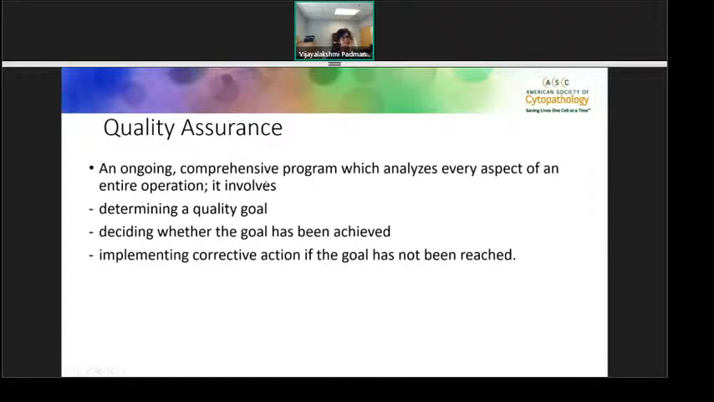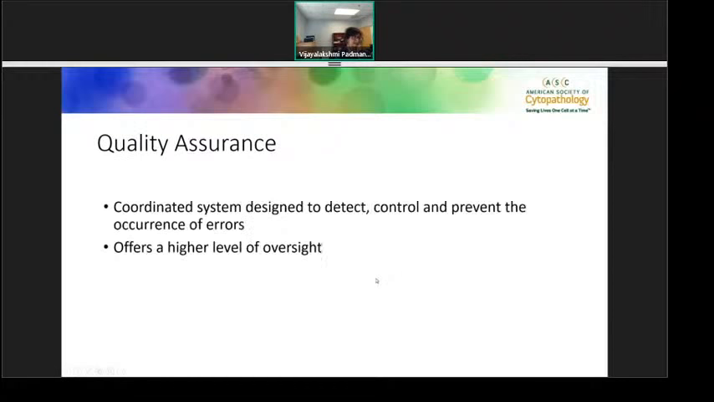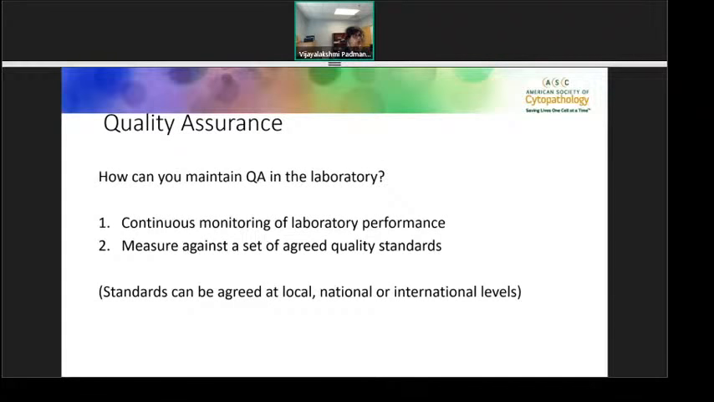Now, quality assurance is an ongoing and comprehensive program which looks at the entire aspect of the operation. So you have to have a quality goal. You have to decide whether your quality goal was achieved. And if it is not achieved, you have to have some sort of corrective action. Now, the whole basis is to build confidence in the laboratory. After what happened in 1987-88, we needed the lab to have a better image and do better, frankly, and also comply with established standards. So this is a system designed to detect, control, and prevent the occurrence of errors. It actually offers a higher level of oversight. It's not just the step, but you're stepping back and looking at the whole process.